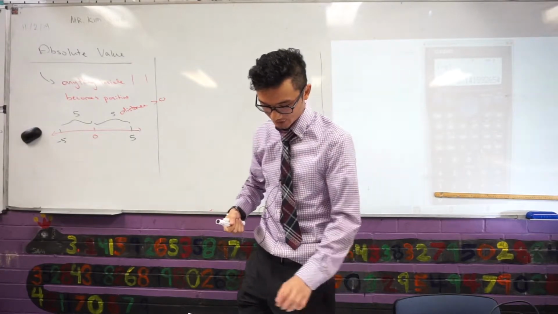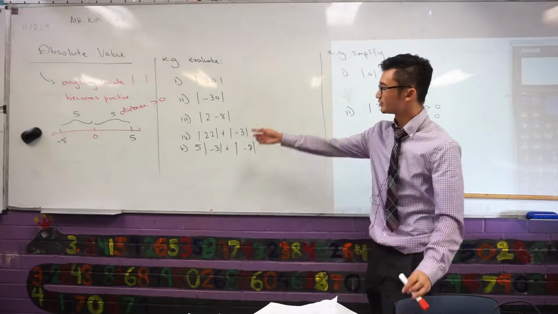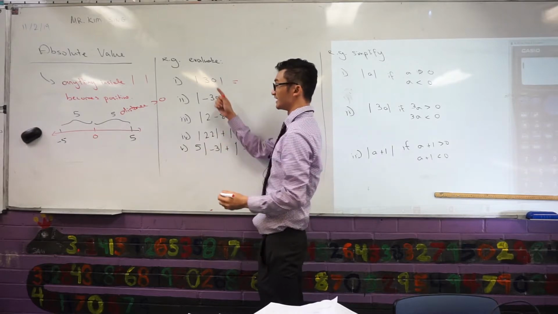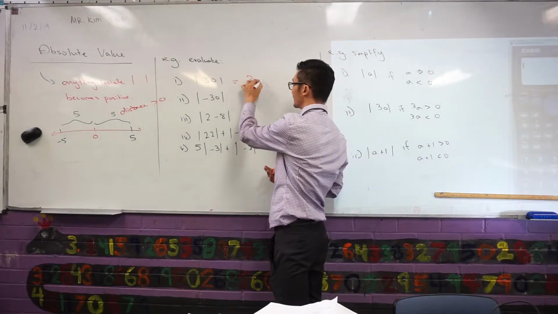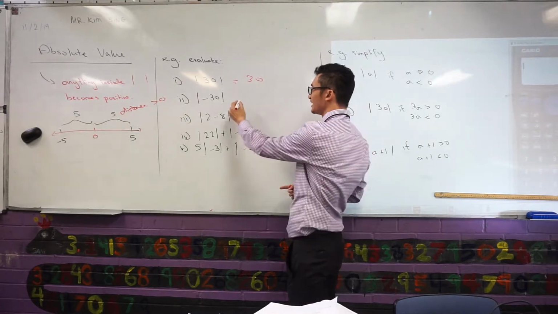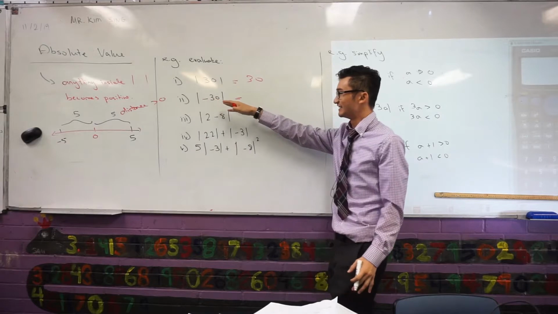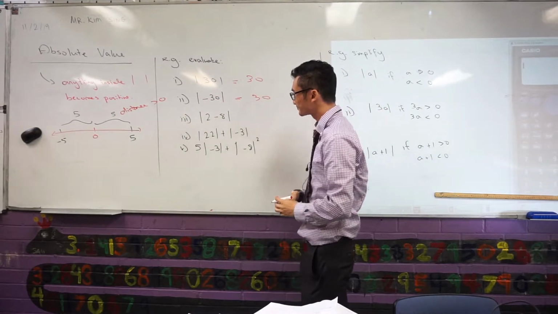Let's have a look at some questions for what we can do with this. Let's look at the first couple. These ones we can just evaluate in our calculator, or we can just do it in our heads. If I was to get the absolute value of 30, nothing's going to change because it's already positive, so we just leave it like that. But if I have -30, using this definition, anything in here becomes positive, so that will give me 30 as well.